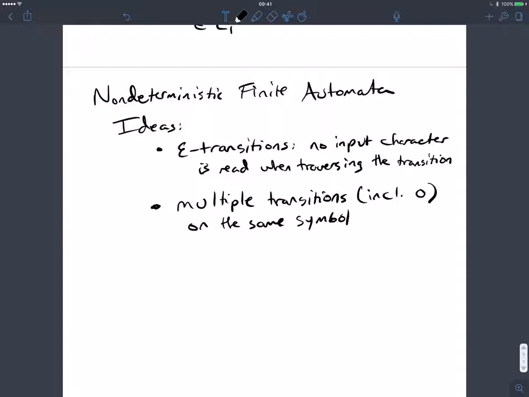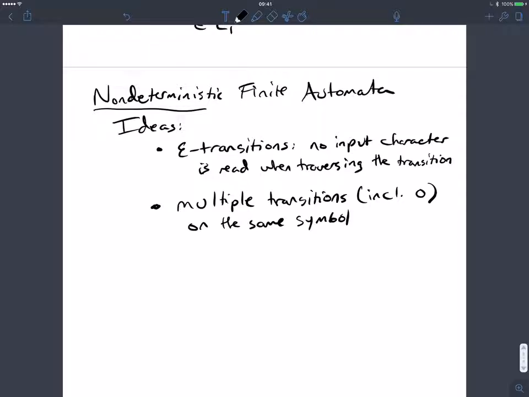So these are the two generalizations of deterministic machines that we're going to make for non-deterministic machines. And so you may be wondering, what does non-deterministic actually mean? This is probably one of the most misused terms in all of this class, okay? So don't trust what people say on this.